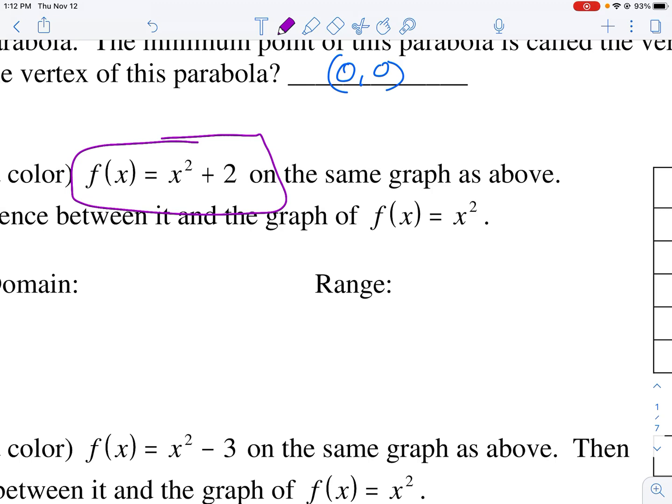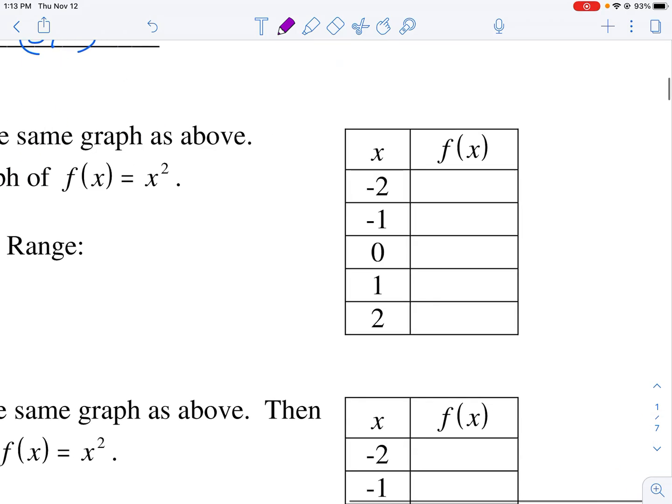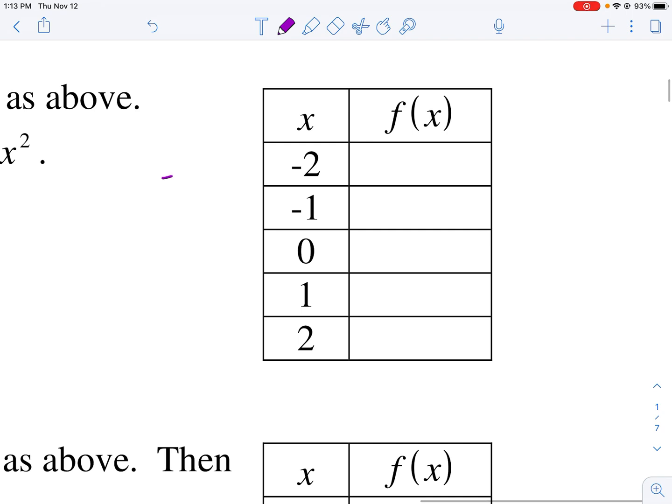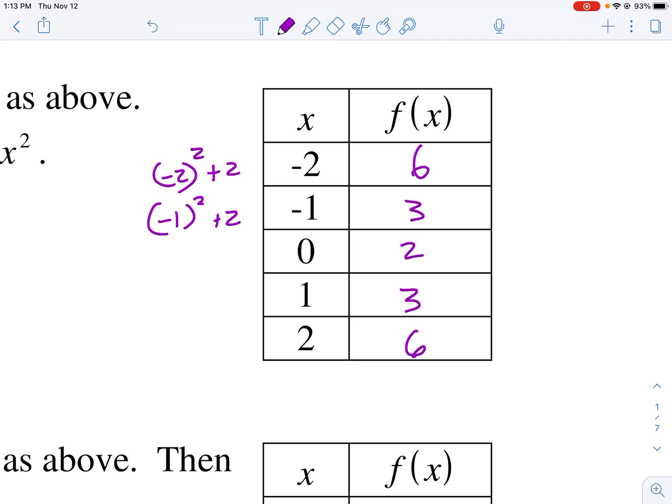Well, remember, this is saying the y value is equal to the x value squared plus 2. So when I come over here to my table, I'm just going to fill it in. I want to square the number and then add 2. So negative 2 squared is 4, add 2, you get 6. Negative 1 squared plus 2 is 1 plus 2, which is going to be 3. And then you're going to get 2, 3, and 6.